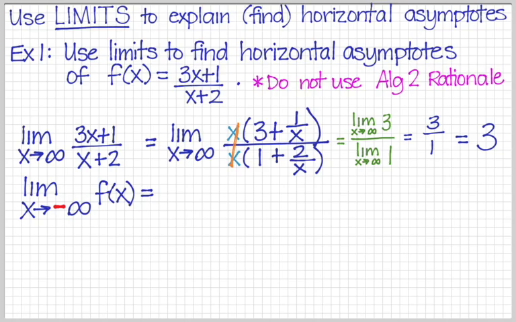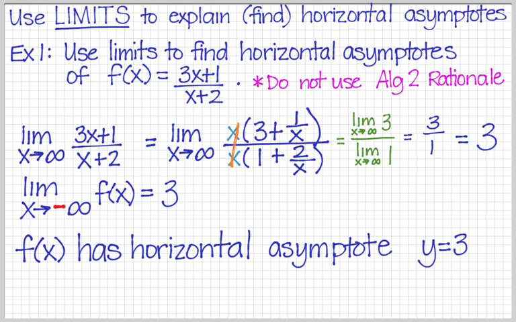We could do the same process, but now using negative infinity. And again, over here, we'd find that we'd have the exact same result, meaning we'd get 3. Therefore, whether we look to the left or the right, this function has a horizontal asymptote of y equals 3.